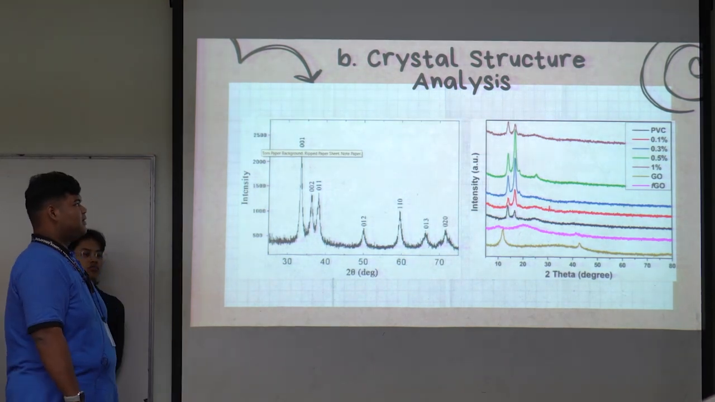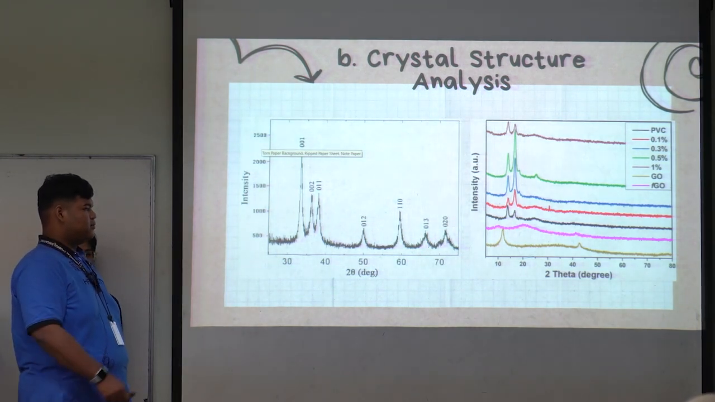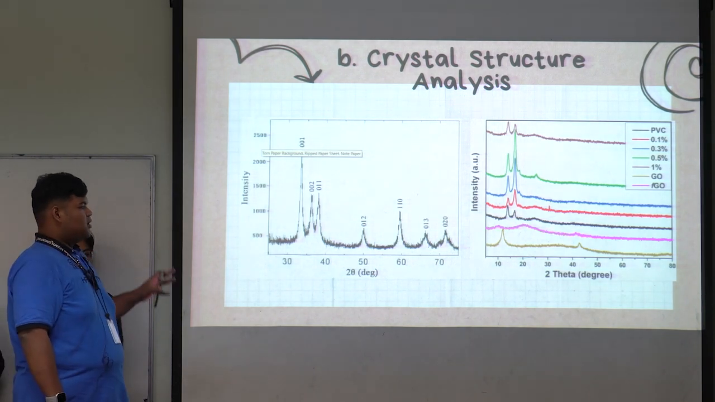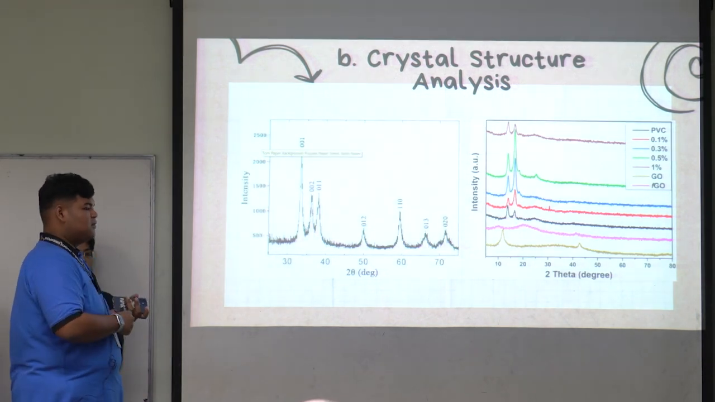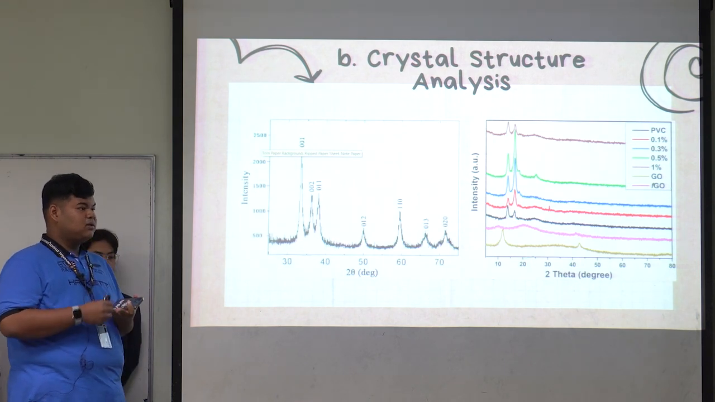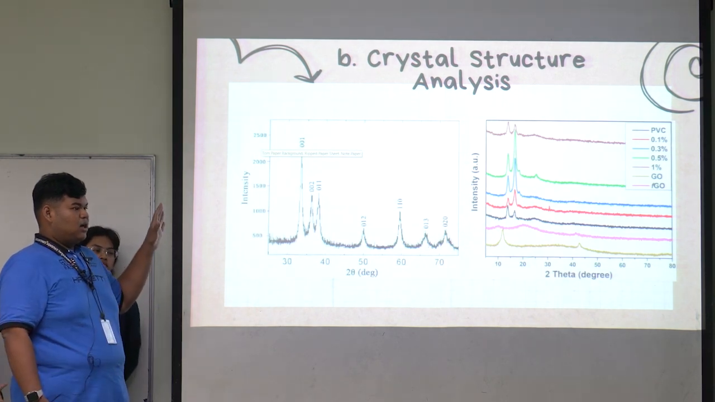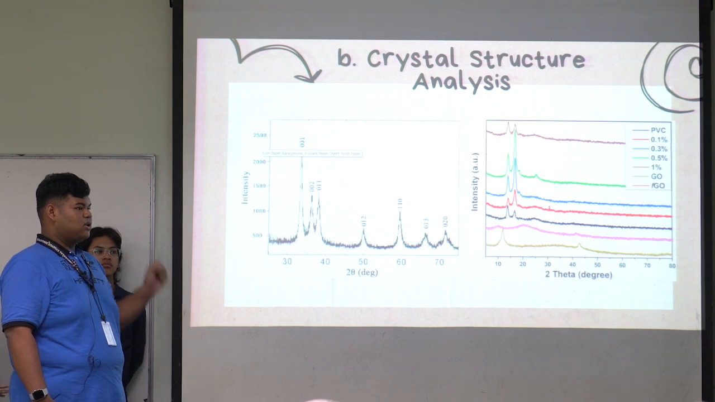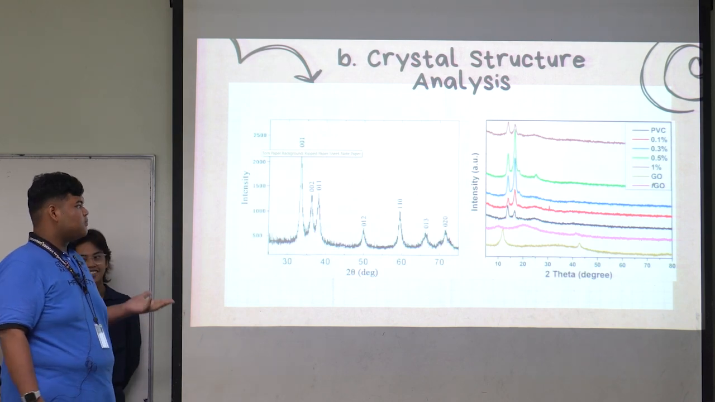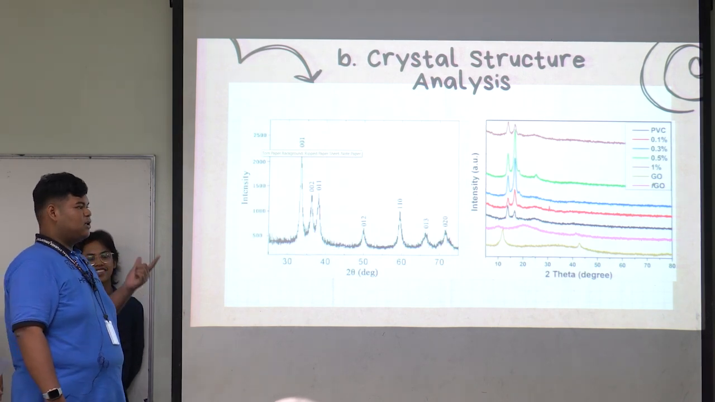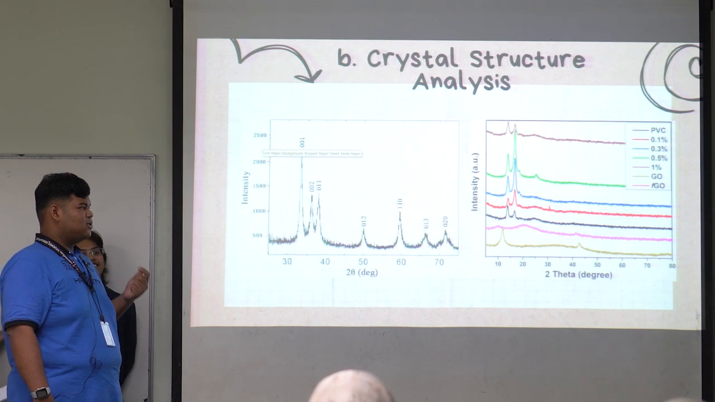So for the second method, crystal structure analysis, by using this graph from the X-ray diffraction, there are three valuable pieces of information that researchers will get. The first, the crystal structure of the material itself. Second, the lattice parameter. And third is the crystallite size. The crystal structure will determine the shape of the atom arrangement in the molecule, whether it's going to be tetragonal, hexagonal, cubic, and so on. Second, lattice parameter. Lattice parameter will determine the size and shape by referring to the unit cell.